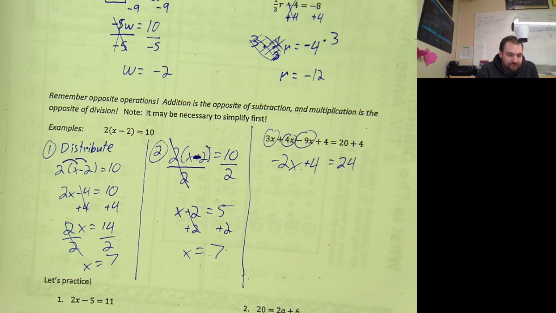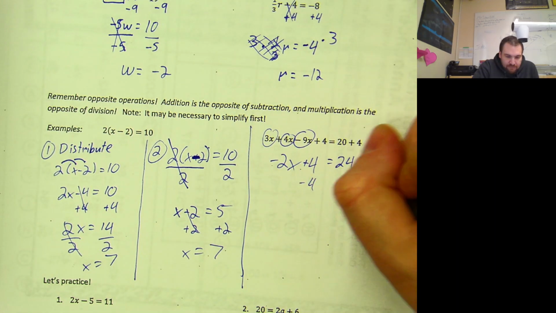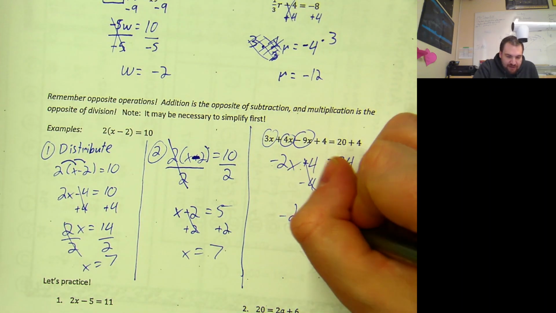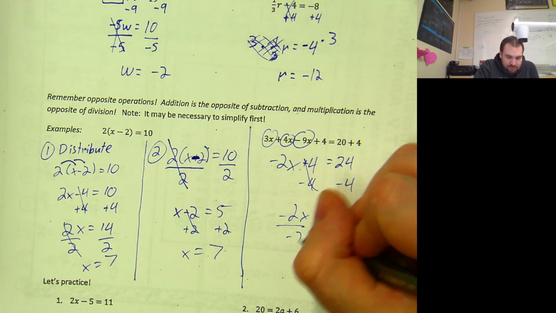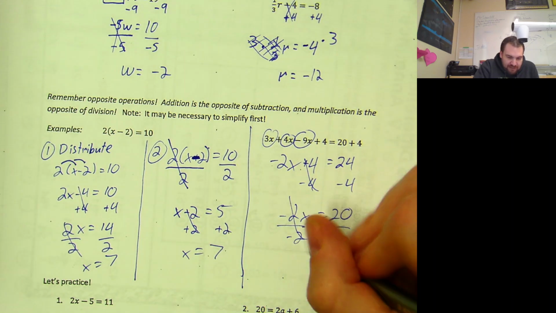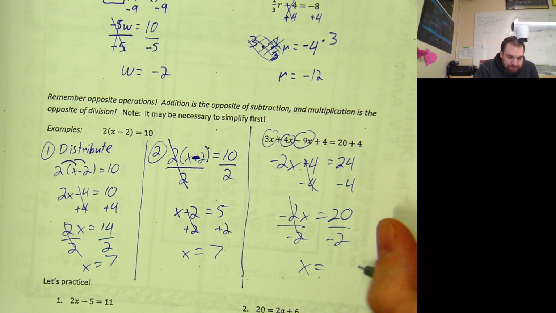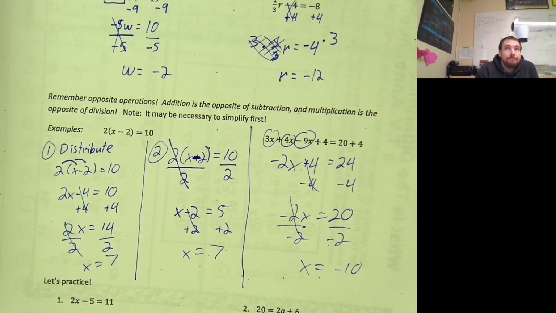Keep going, Angel. Minus 4 on both sides, so I'm going to get negative 2x equals 20. Carry on. Divided by negative 2 on both sides, so I'm going to get x equals. Love it. Comments, questions, concerns?